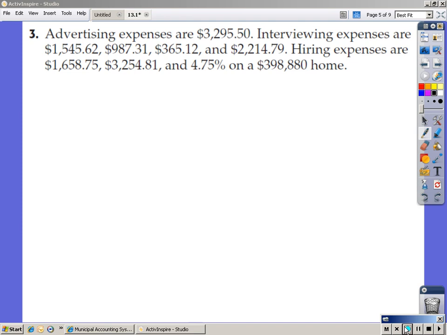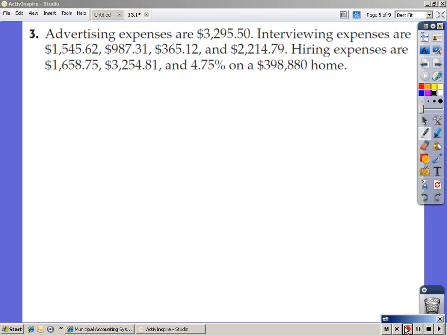Advertising expenses are $3,295.50. Interviewing expenses are $1,545.62, $987.31, $365.12, and $2,214.79. Hiring expenses are $1,658.75, $3,254.81, and 4.75% on a $398,880 home.